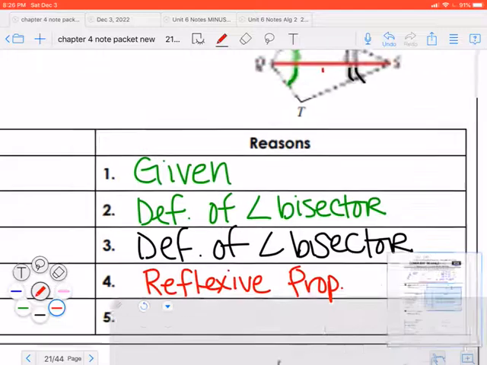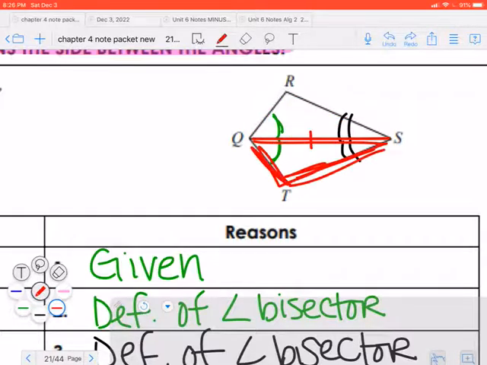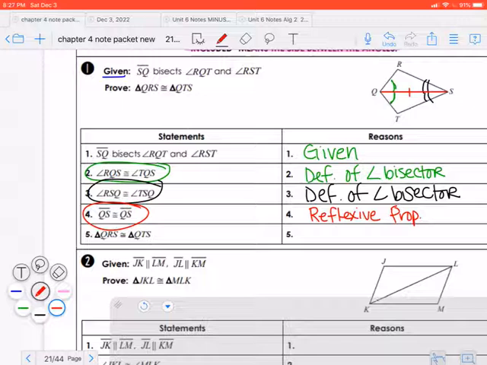And what that does is that's saying QS belongs to the top triangle, and it's congruent to the side that belongs to the bottom triangle as well. And so now what we have is an angle, a side, and an angle, and the side is in between those two. Since we have angle, side, angle, we can now say what we were trying to prove.